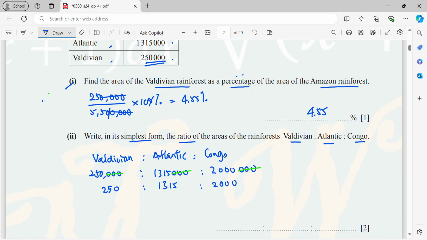Now we need to get the simplest form. So from here you can just divide all by 5. Then you will be getting 50, 263, and the other one is 400. So this will be the simplest ratio.